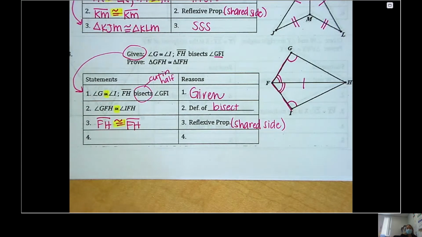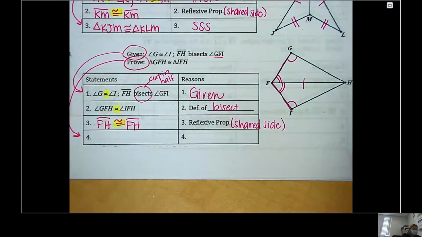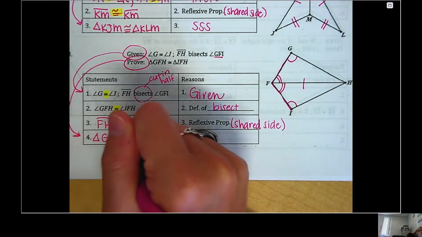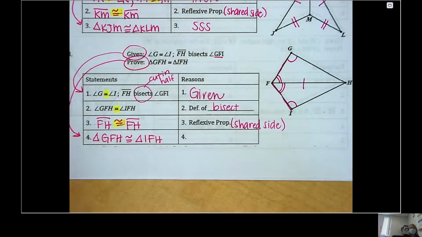I've got 3. Now that I've got 3, I can go on to my final statement. What should my final statement be? The prove right here. Good. So triangle GFH is congruent to triangle IFH. Now I just need to figure out which theorem it is.